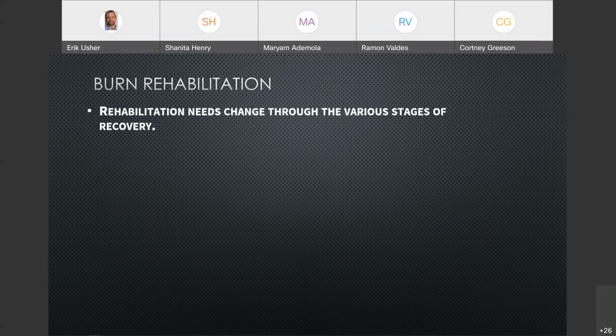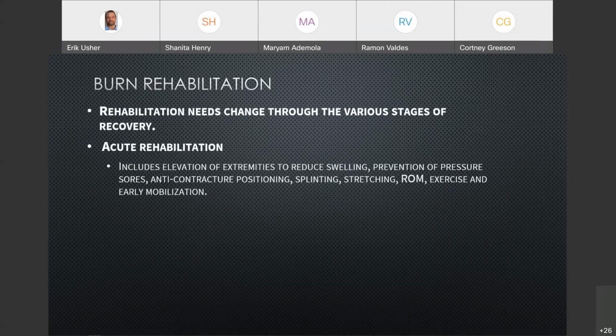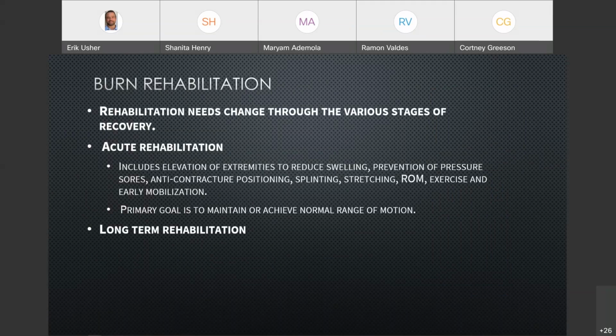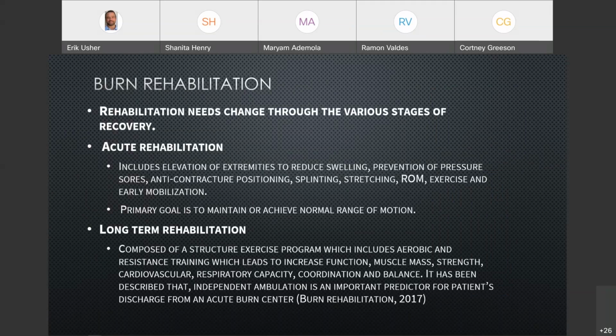So the rehabilitation needs change throughout various stages of the recovery. When it's an acute rehabilitation, that includes elevation of the extremities, reducing swelling. We want to prevent pressure ulcers and use anti-contracture devices and splinting, stretching, range of motion, and early mobilization. The primary goal is to maintain or achieve normal range of motion. That's the ideal. In the long-term rehabilitation phase, that's composed of a real structured exercise program, aerobic, resistance training.